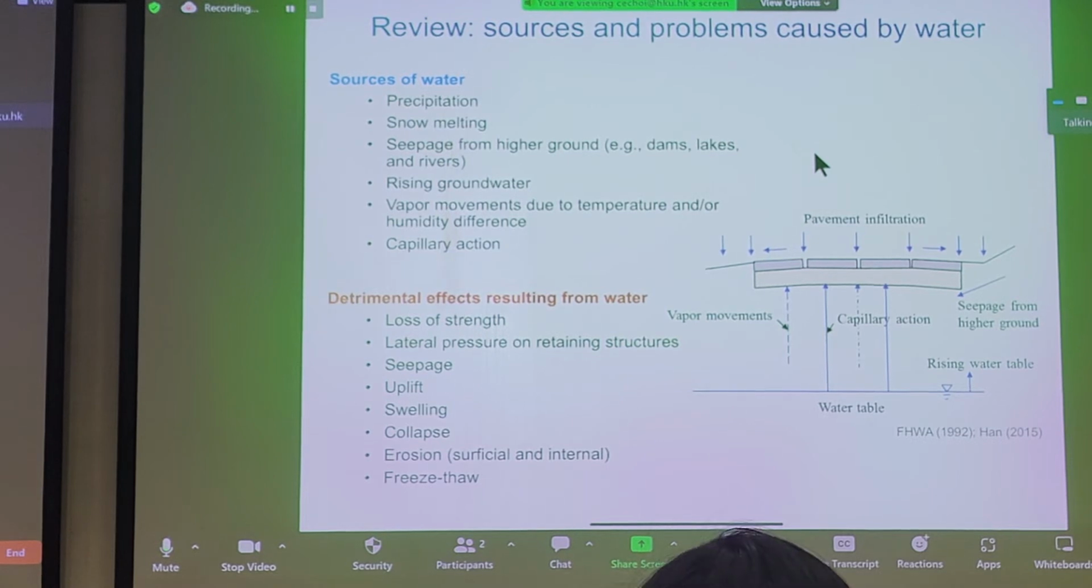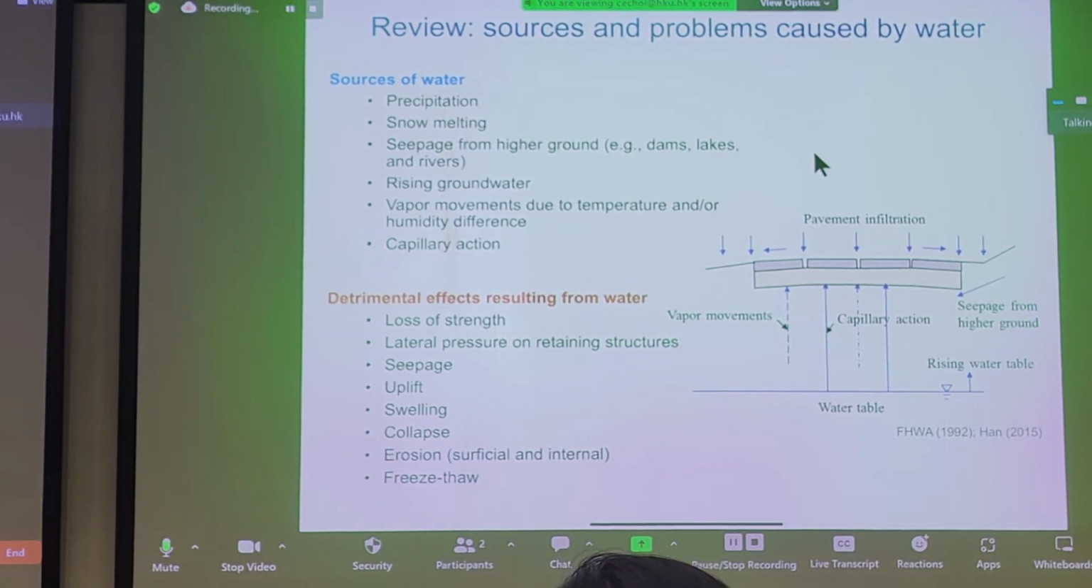Uplift, same thing. You can have, for example, with a footing, if the pore pressure is too high, you can lift up your entire footing. If you have a footing that's hollow, like a culvert, it's much lighter than the applied uplift pressure. It can also lift up a culvert. Water can also cause swelling, shrinkage, collapse. These are for special soils.